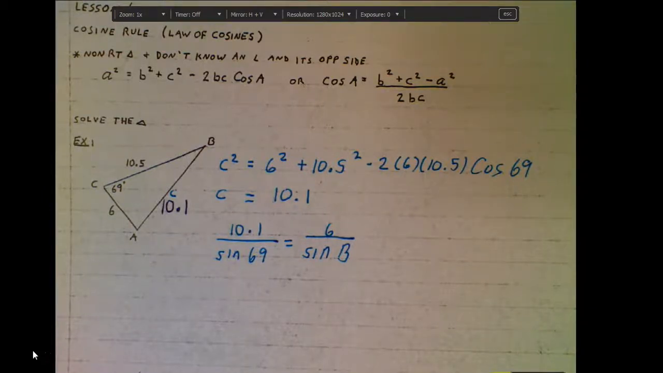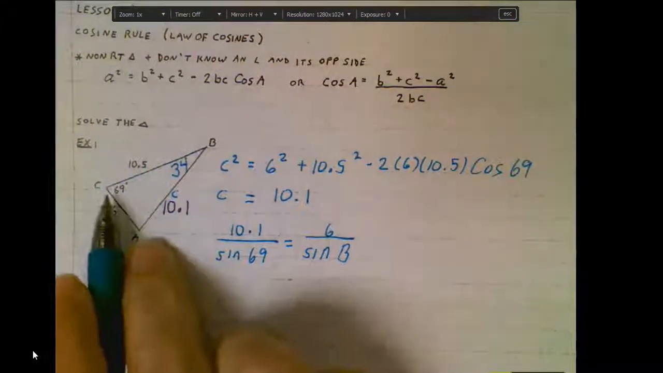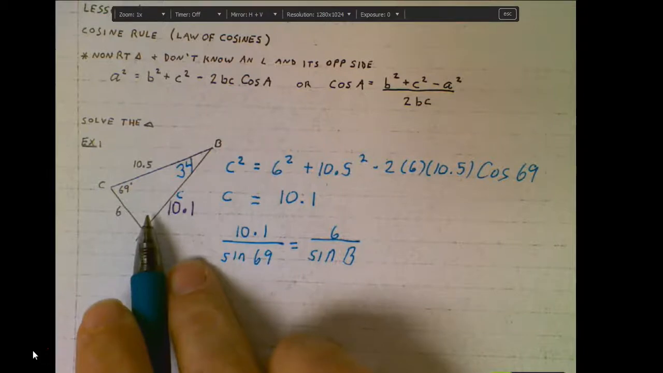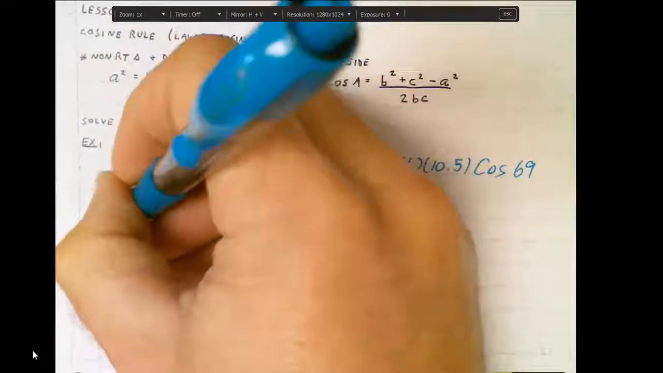But if you cross multiply, do an inverse sine function just like we did in the last video, you would find angle B should be about 34 degrees. And of course, I can subtract those from 180 in order to get angle A, which should be about 77 degrees.